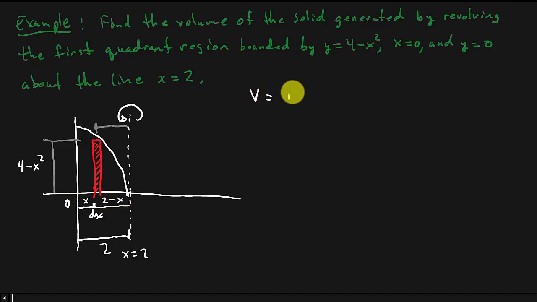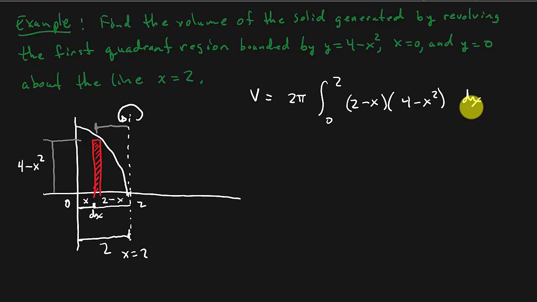And so the volume is pi. I'm sorry, not pi. It is 2 pi. And we're going from 0 to 2. See, there's 2. We've got to have x values there. And that's 2 minus x times 4 minus x squared dx.